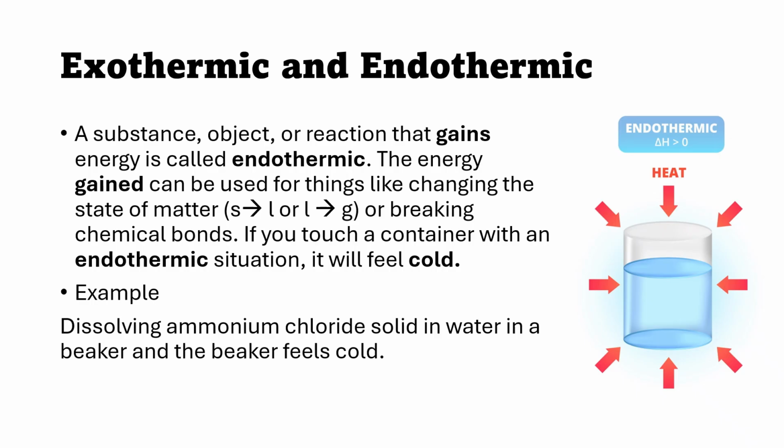kind of sucking in all the heat and using it to do one of these processes. So an example of this is if we were to take water in a beaker and add ammonium chloride solid to it, the beaker feels cold to us if we touch the side of the beaker, and that's because it's an endothermic situation. That chemical, as it dissolves, is pulling energy from its surroundings in order to help it dissolve, and so it's going to feel cold to the touch. It's going to take our heat.